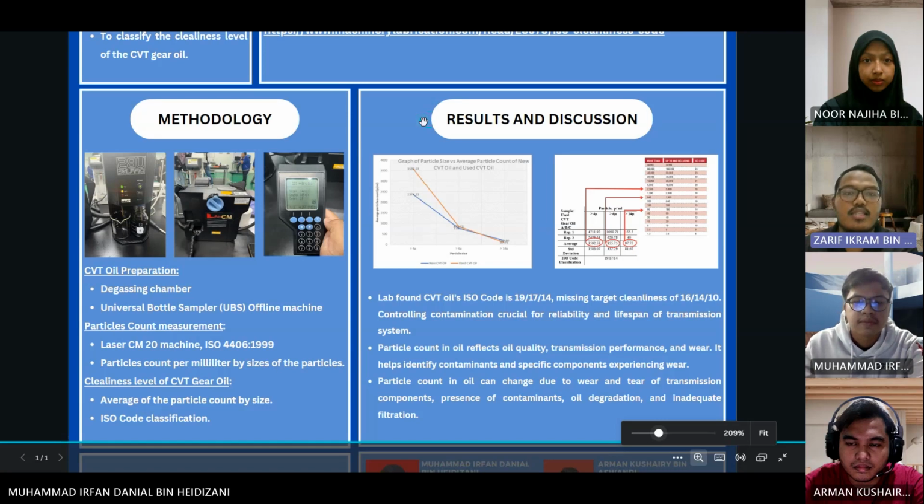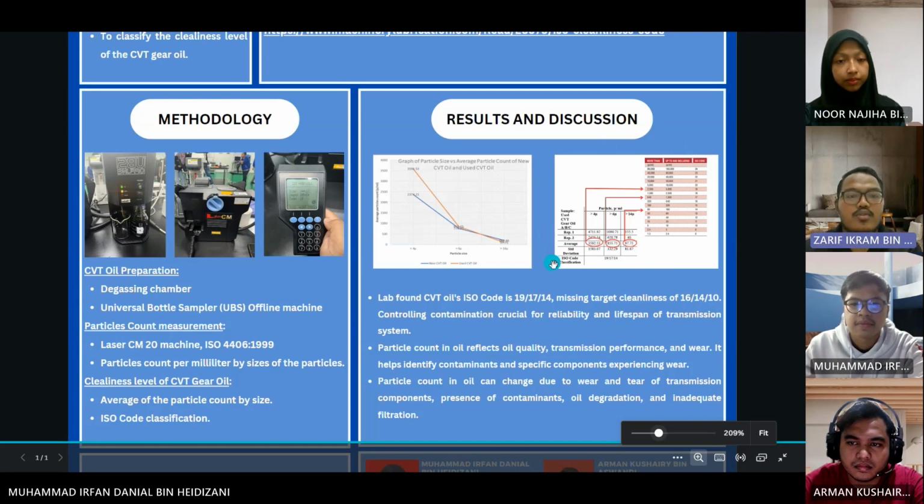Okay, as shown in the poster, this is the graph of particle size versus average particle count of new CVT oil and used CVT oil. The orange line is the used CVT oil and the blue line is the new CVT oil. We proceed with the discussion. The lab found the CVT oil's ISO code is 19/17/14, missing the target cleanliness of 16/14/10. Controlling contamination is crucial for the reliability and lifespan of the transmission system.